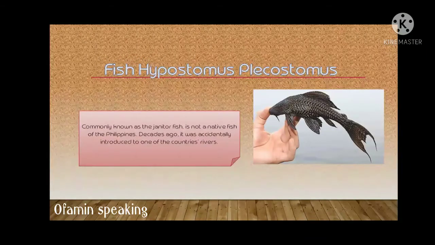The fish Hypostomus plecostomus, commonly known as the janitor fish, is not a native fish of the Philippines. Decades ago, it was accidentally introduced to one of the country's rivers. Also known as the sucker-mouth catfish or the common pleco, it is a tropical freshwater fish belonging to the armored catfish family, named for the longitudinal rows of armor-like scutes that cover the upper parts of the head and body. They can grow to a maximum size of 50 centimeters.